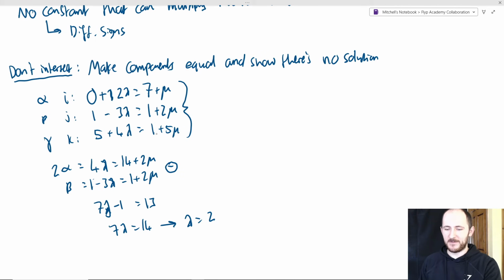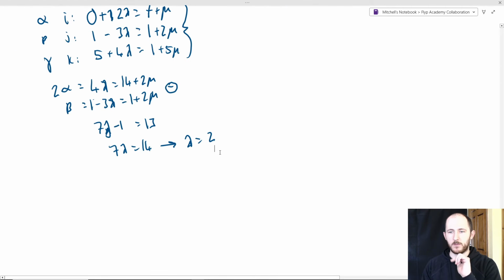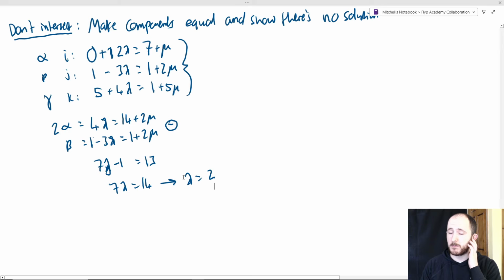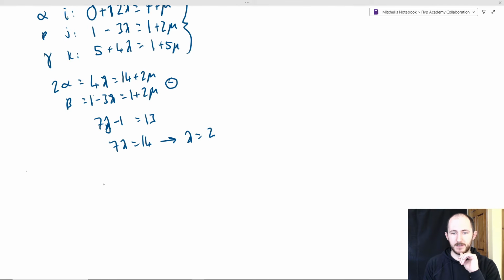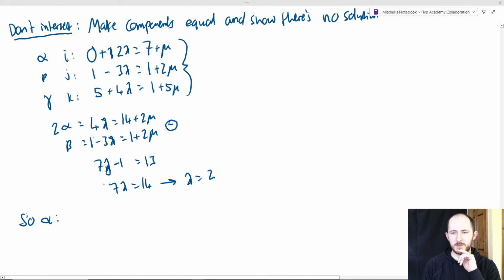What we're going to do now is we're going to say what mu is in every single situation, okay? So we've worked out a value of lambda. Now I'm going to plug it into all 3 of these equations and work out what mu would be, okay? So for alpha, let's start with alpha. Alpha is 7 plus mu equals 2 times lambda, so equals 4. So mu is equal to minus 3. Okay, that's one solution.